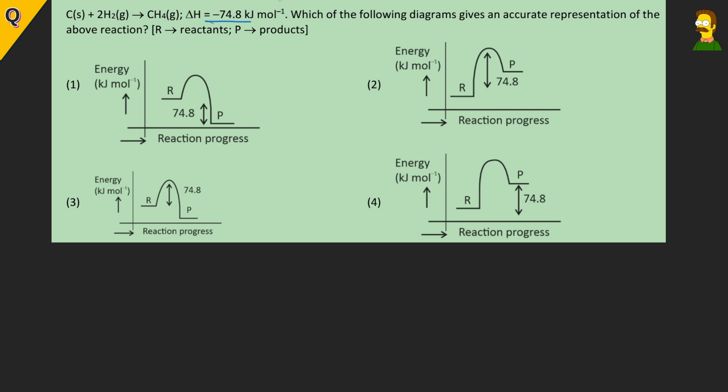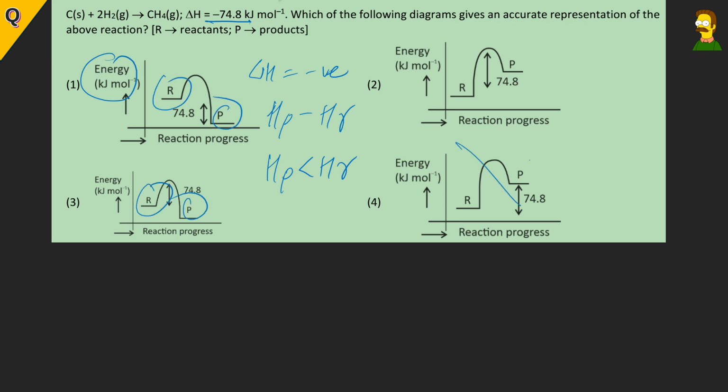Minus 74.8, which means exothermic, which means delta H is negative. What is the definition of delta H? H products minus H reactants, which means H products is lower than H reactants, which means on this energy axis, products are going to be lower than reactants, so either this or this and not this. Okay, cool. Then what is this energy 74.8? It's the difference between R and P, which means it should be option 1. This right here is the activation energy, so not the answer.